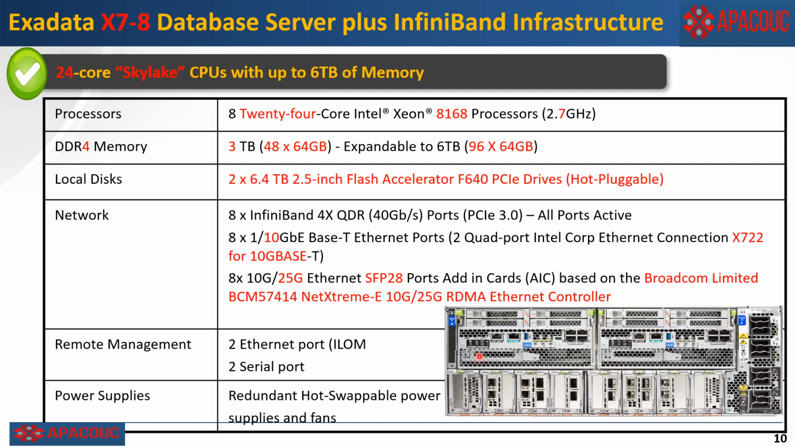X7-8 also has Skylake CPUs, 8 24-core Intel Xeon processors, 2.7 GHz. The memory is 3 TB and can be increased up to 6 TB. Local drives are 6.4 TB in size, and they are hot pluggable. We have 8 InfiniBand ports, QDR 40 gigabit per second. They are PCI slots, and we can insert the modules here. We have InfiniBand ports here, as you can see.